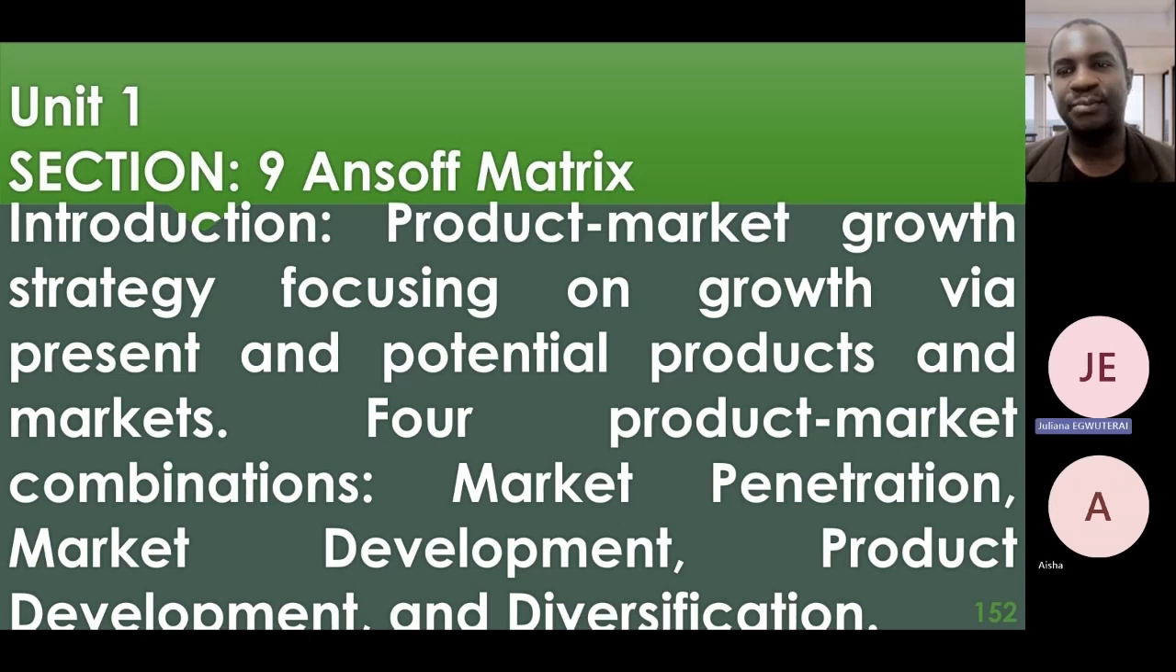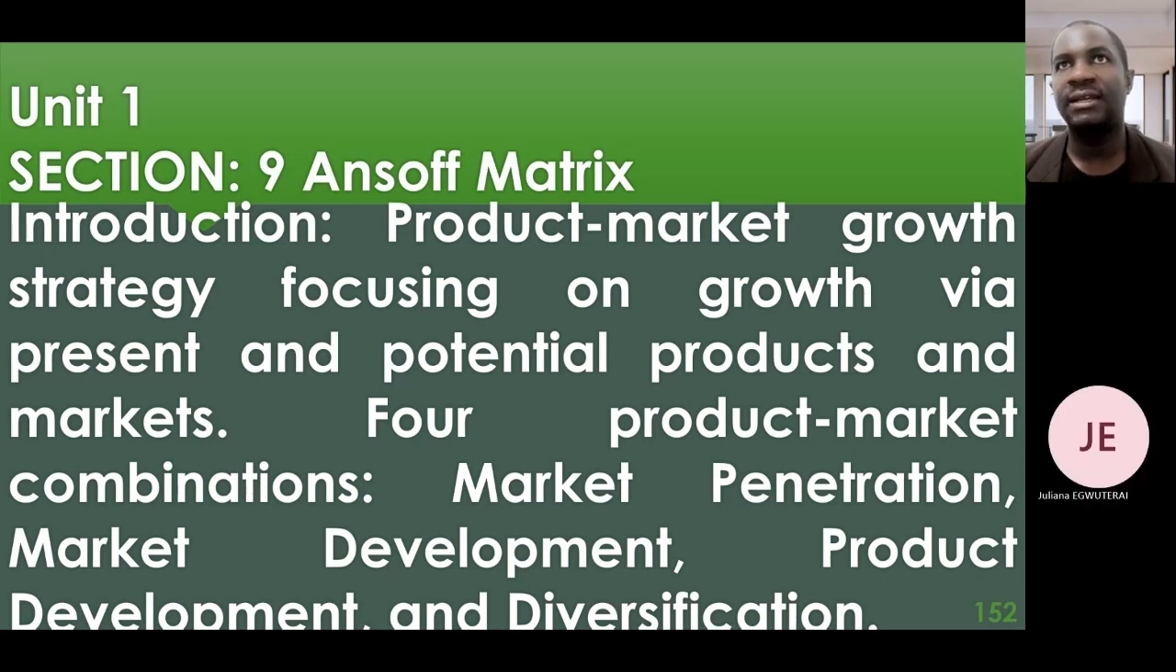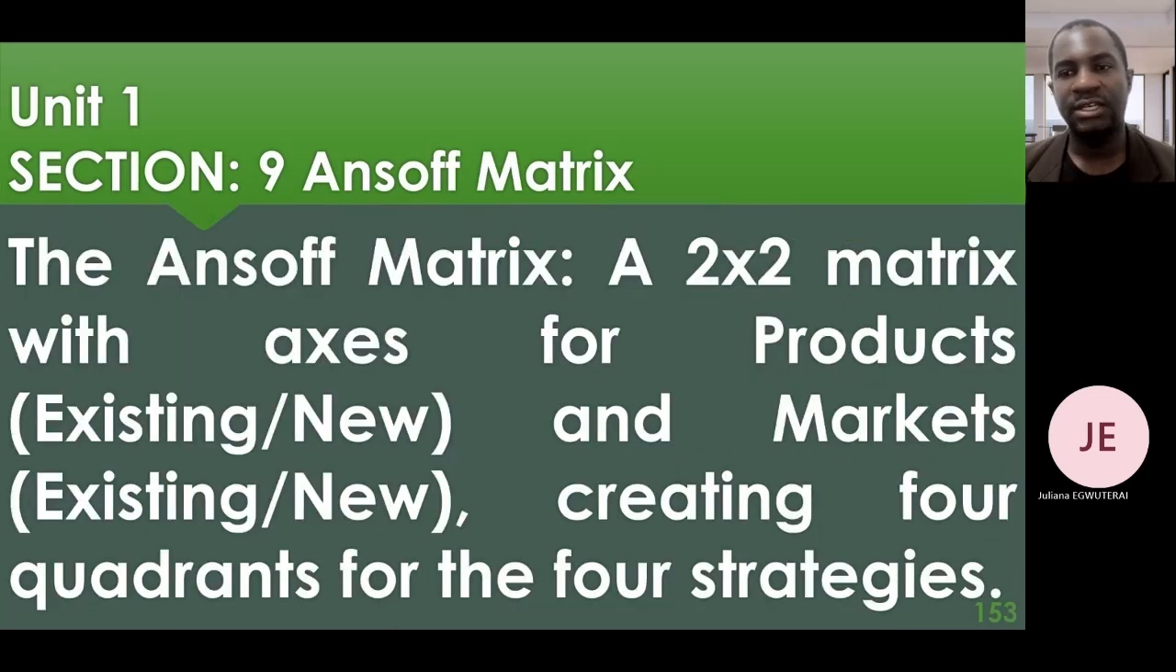Okay, so this product market growth strategy focuses on growth via present and potential product markets. So you're looking at penetrating the market, unlike the BCG matrix that speaks to what the products are doing in the market. So now you are focusing on growing and also having new products you want to bring into the market. There are 4 product market combinations: market penetration, market development, product development, and diversification. So those are the 4 quadrants in this matrix.